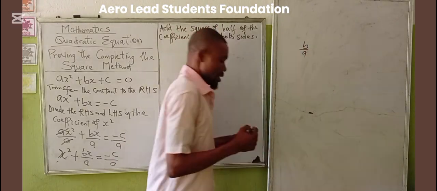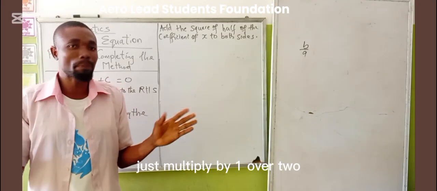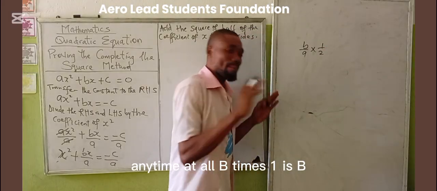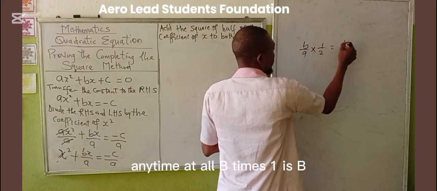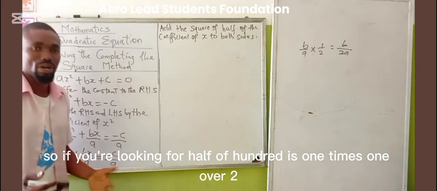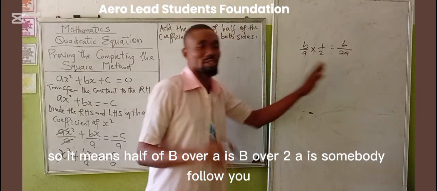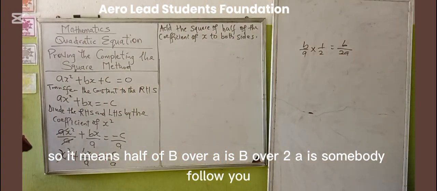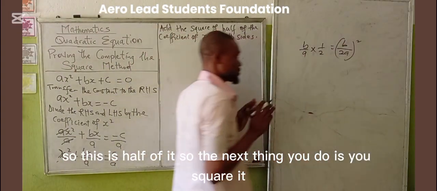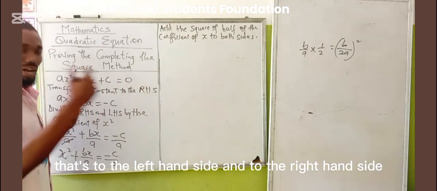B over a. Now, anytime you are looking for half of something, just multiply it by 1 over 2. Anytime at all. B times 1 is b, 2 times a is 2a. So if you are looking for half of 100, it is 100 times 1 over 2. So it means half of b over a is b over 2a. Is somebody following? So this is half of it. So the next thing you do is you square it. Then you now add it to both sides. That's to the left hand side and to the right hand side.